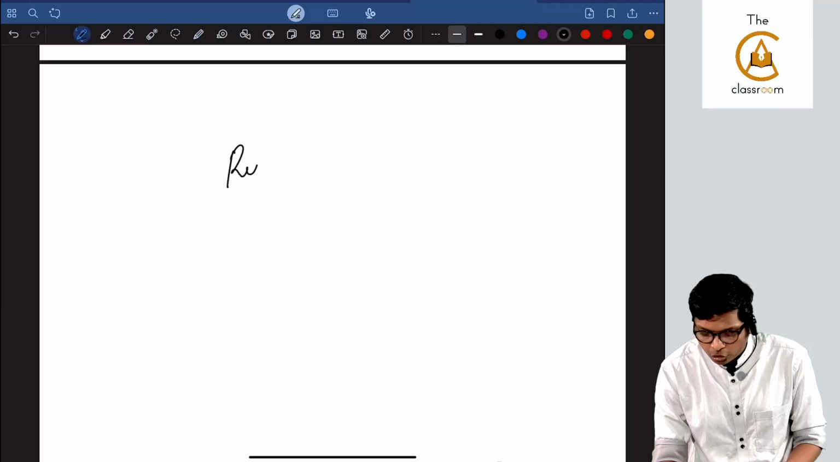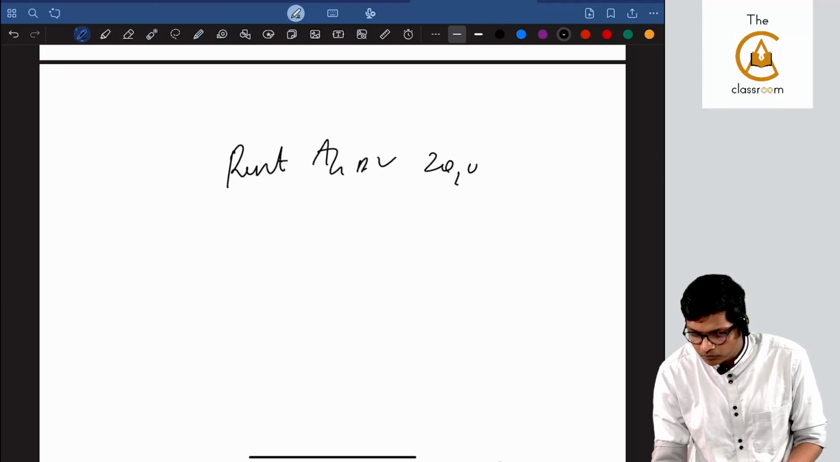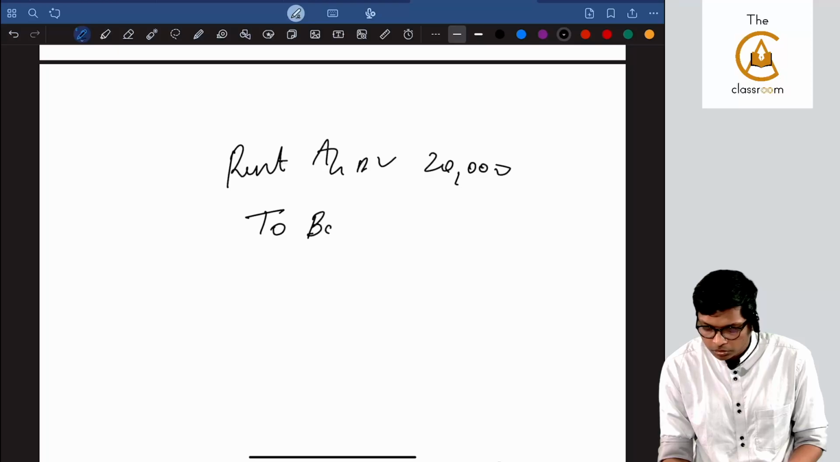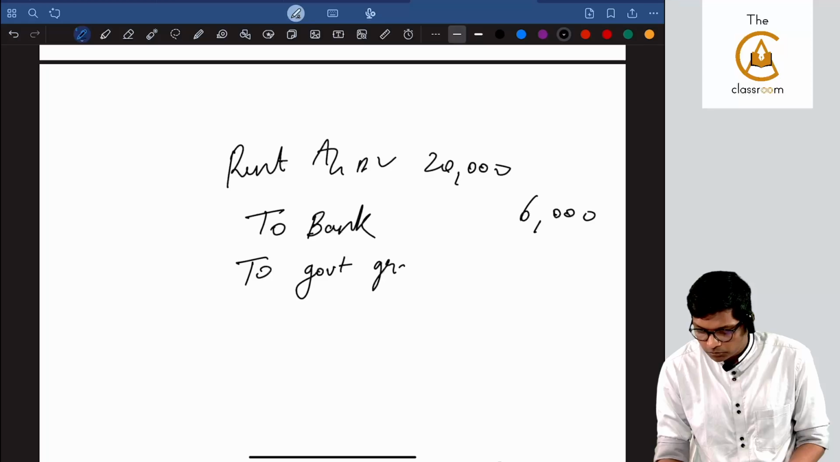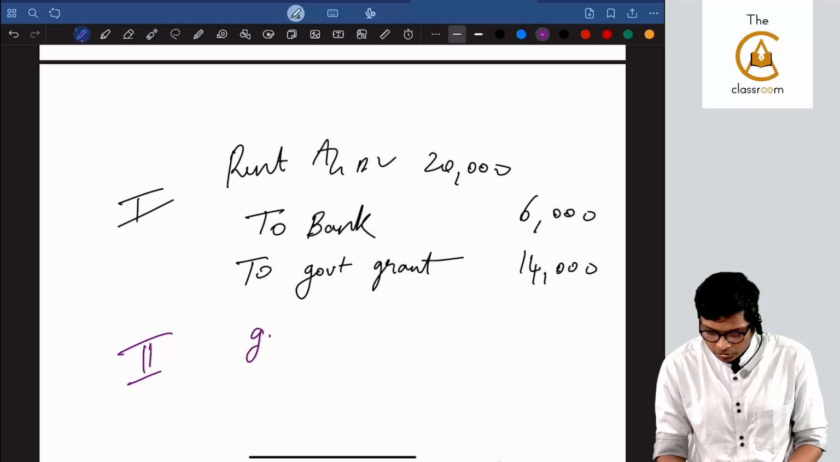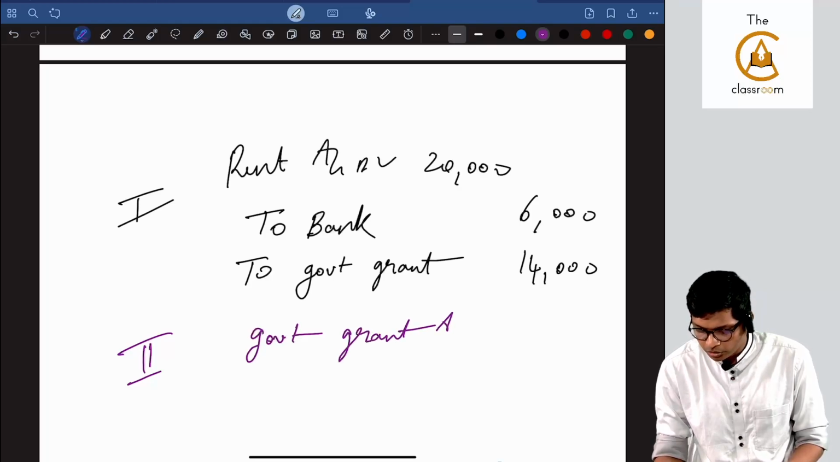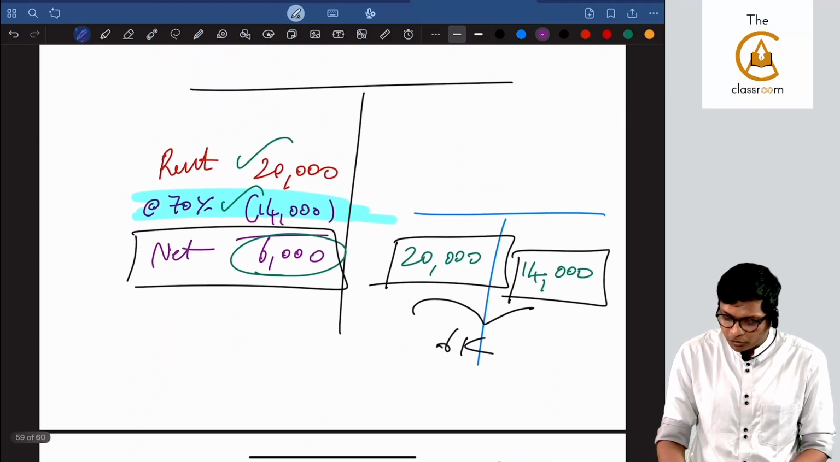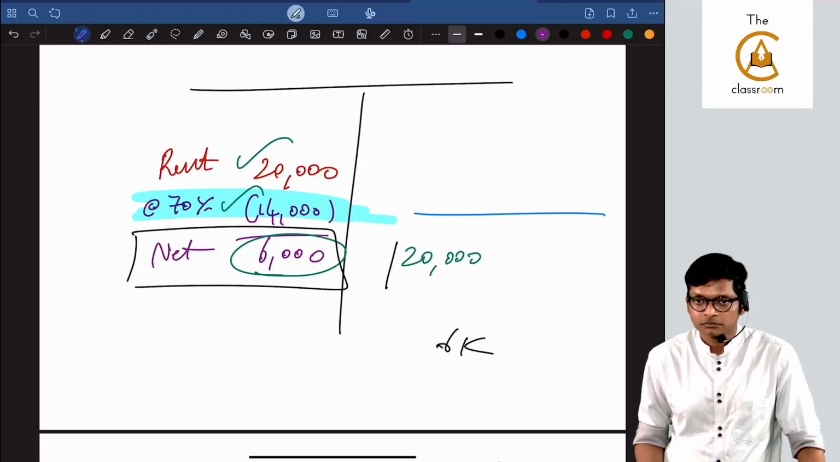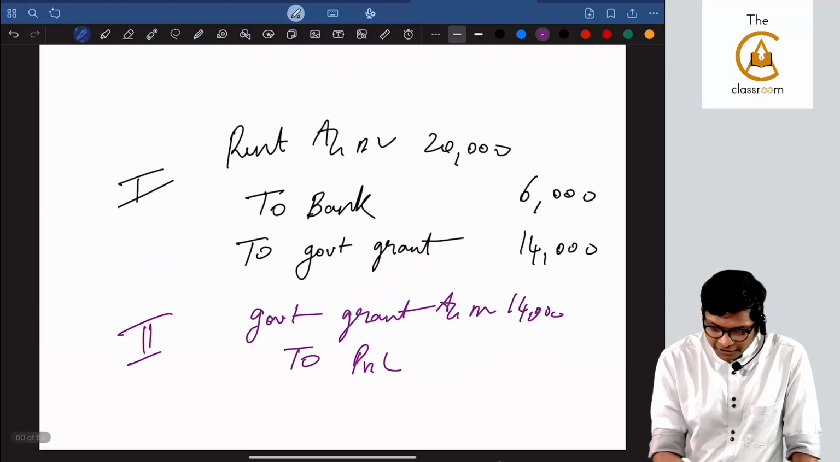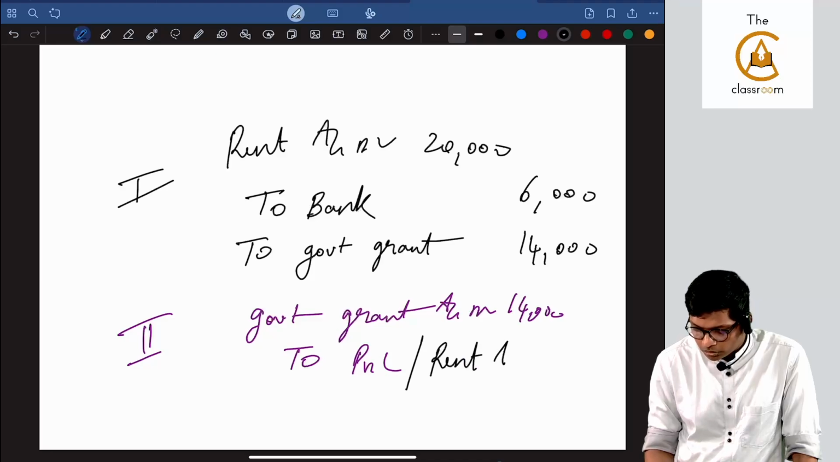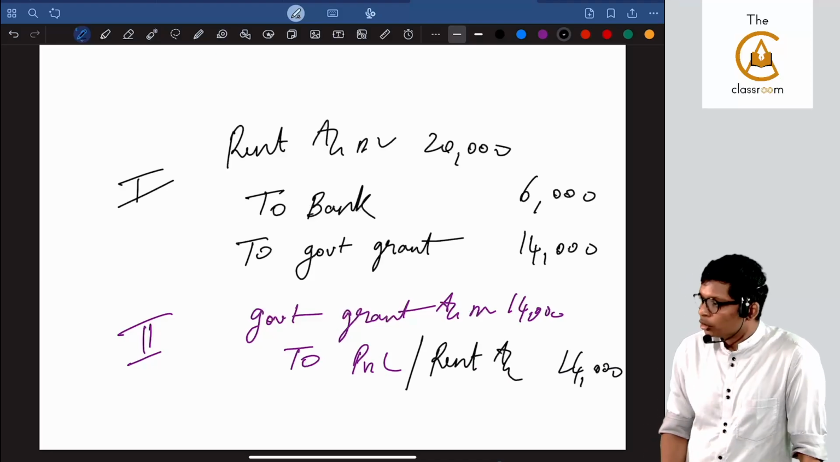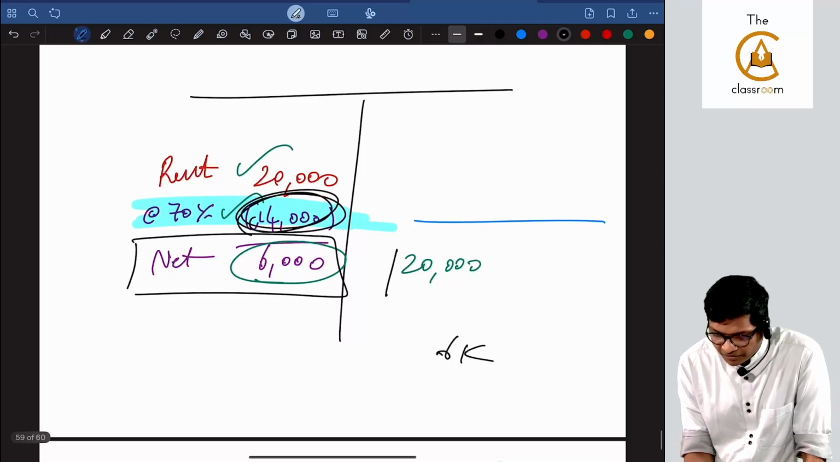You can do rent account debit 20,000 to bank 6,000 to government grant 14,000, and then I will transfer the government grant. Government grant account debit 14,000. Either you can transfer to P&L, and if you transfer to P&L, it is this accounting. Or instead of transferring to P&L, I will transfer it back to rent account 14,000. If you transfer it back to rent account, it's reducing the value of rent.